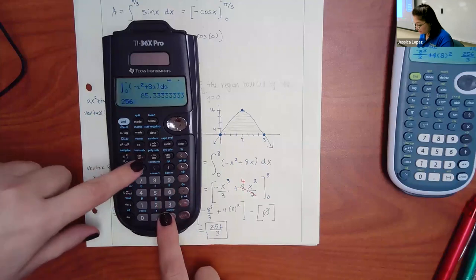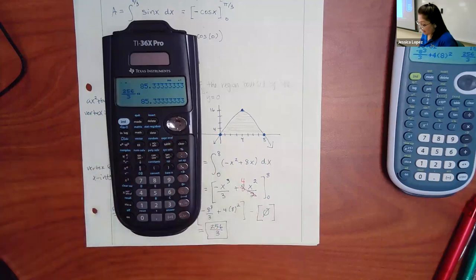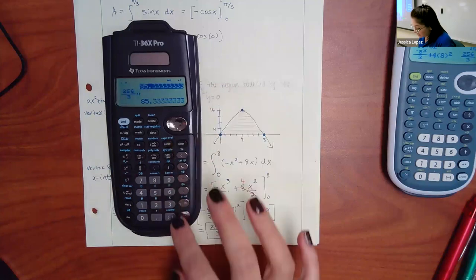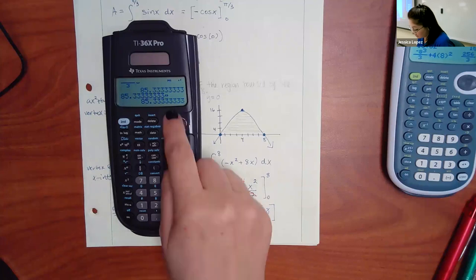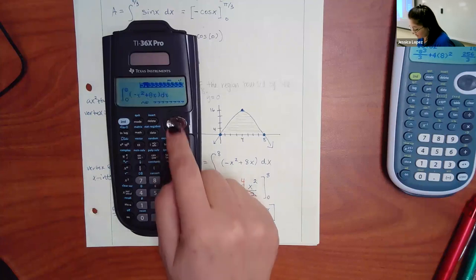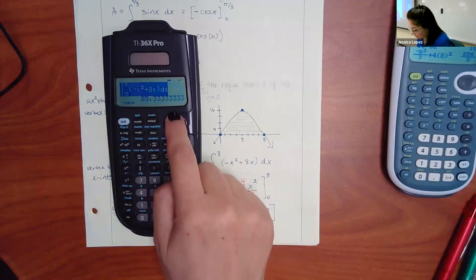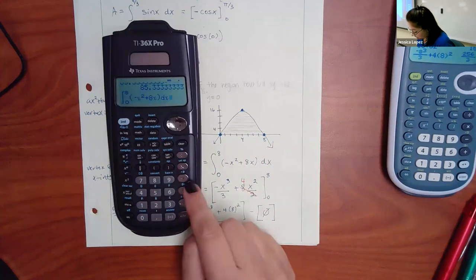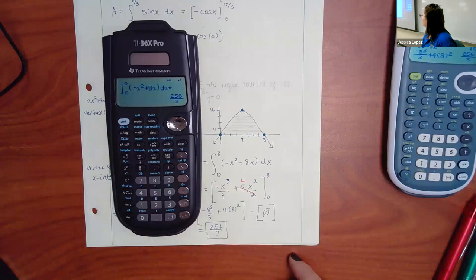256 over 3, it's the same answer, right? And even if I had given this, all I would have had to do is hit the double arrow and it would give me, it's supposed to give me the answer. Let's go back. Clear. I'm gonna copy this and then I'm gonna hit the double arrow so that it converts to a fraction maybe. Yeah, it does. Okay, so you can use it to check.